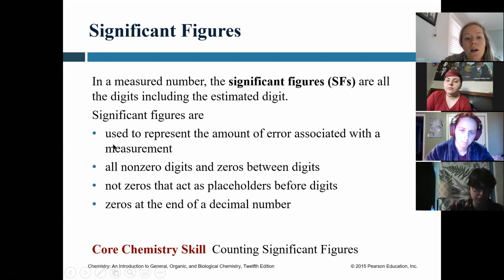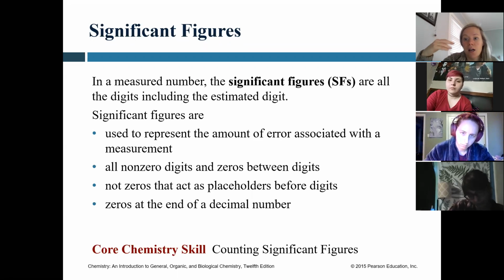Significant figures are used to represent the amount of error associated with a measurement. So if you have more significant figures, less error; less significant figures, more error. All non-zero digits and zeros between digits are significant. They're telling us something about precision.